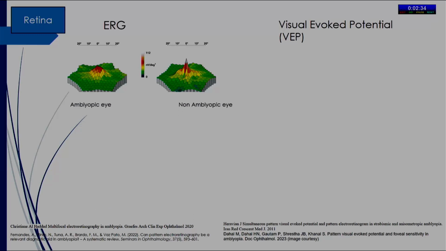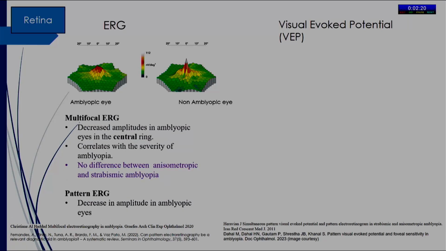Coming on to electroretinography. Electroretinogram is nothing but the measure of electrical activity happening in photoreceptors, glial cells, bipolar cells, and ganglion cells. Multifocal ERG gives us the photoreceptor, bipolar, and glial cell activity, and the pattern ERG gives us the ganglion cell activity. Previous studies have shown there is decreased amplitude in amblyopic eyes, especially in the central ring. So we can see here amblyopic eyes have a lesser amplitude on multifocal ERG, which correlates with the severity of amblyopia, and there is no difference between the anisometropic and strabismic amblyopia.